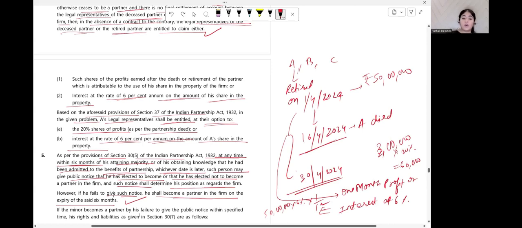Okay, so let's see what are the rights and obligations that a partner has when he does not give a public notice. It is given in section number 30, subsection 7.